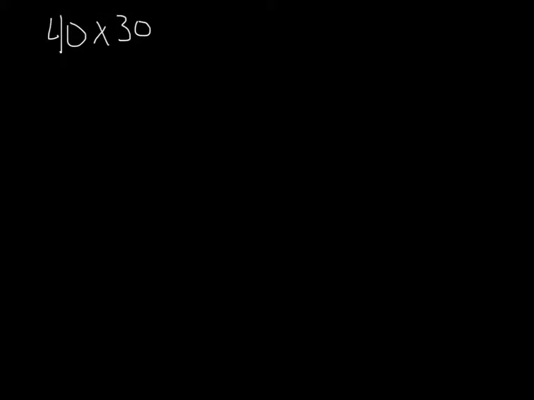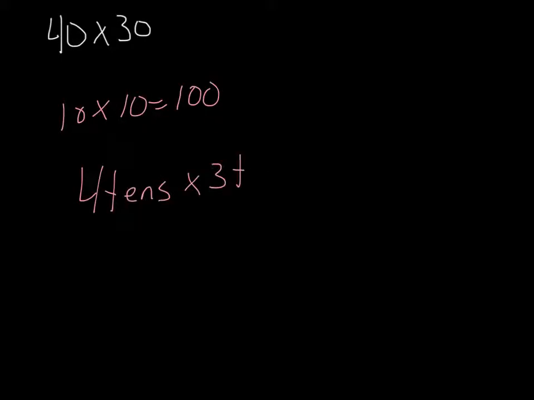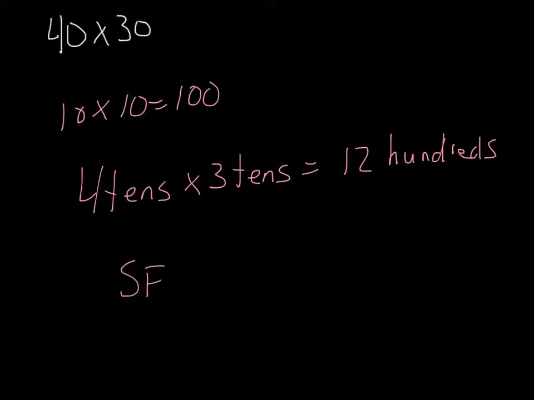If we have 40 times 30, it's the same thing. We have 4 tens times 3 tens. Remember that 10 times 10 is equal to 100. We don't want to forget that. So then 4 tens times 3 tens is 12 hundreds. In standard form, that is 1,200.